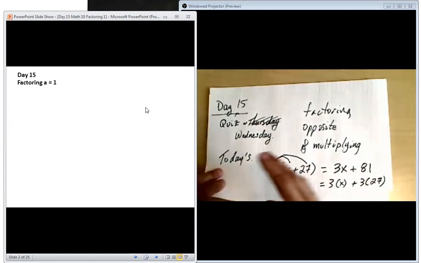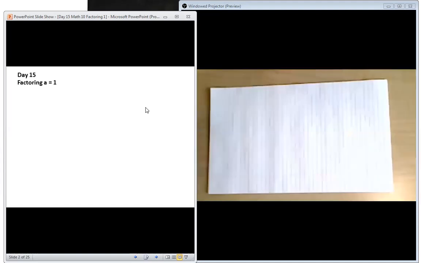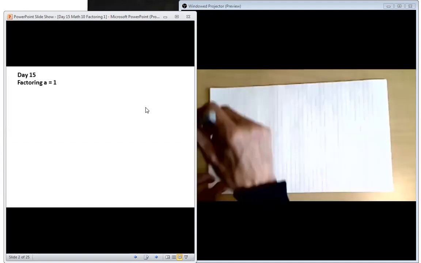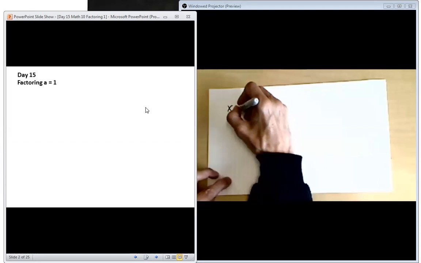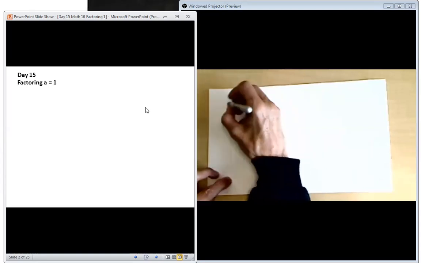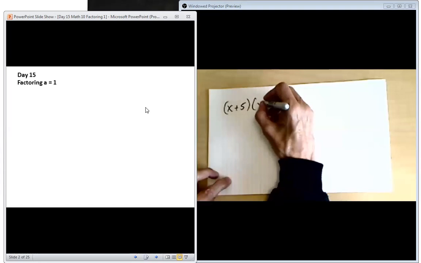Okay, it's part of problem solving, which I'll talk about in a second. Take a look at this. Let's say you add x plus 5 times.